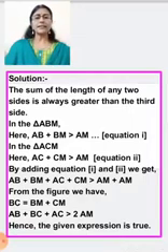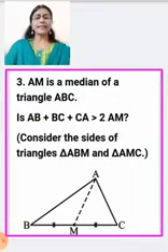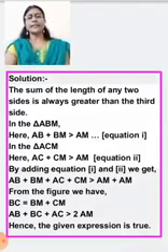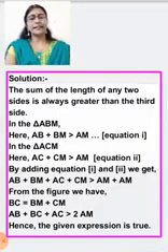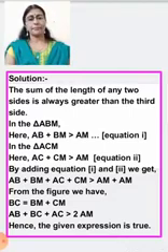Now here in this figure you can see that BM and CM, when you combine these two, you will get BC. So BM plus CM, we will write here BC. So you will write AB plus BC plus AC, and that is greater than 2 AM. Hence, the given expression is true. So this is the way you can prove that AB plus BC plus CA is greater than 2 AM.